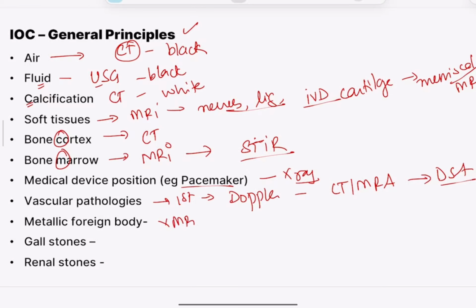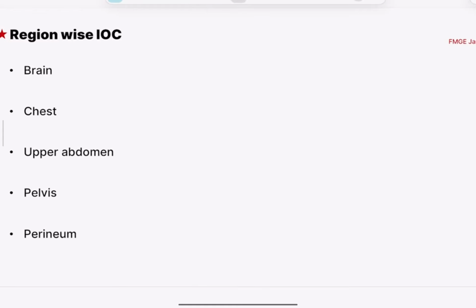For metallic foreign body, MRI is contraindicated, X-ray is the first thing, but better than X-ray for better localization is CT. For gallstones, ultrasound. For renal stone, CT, because they are calcified stones.